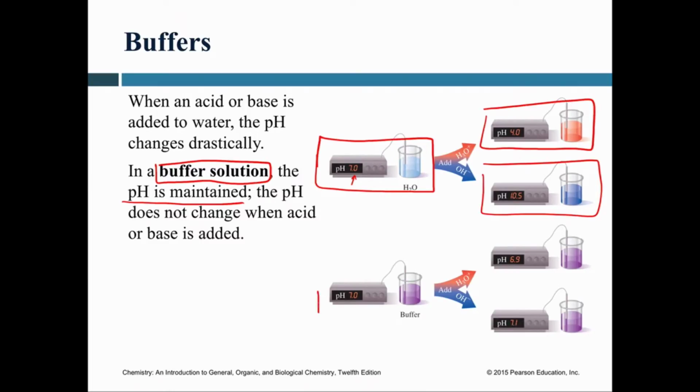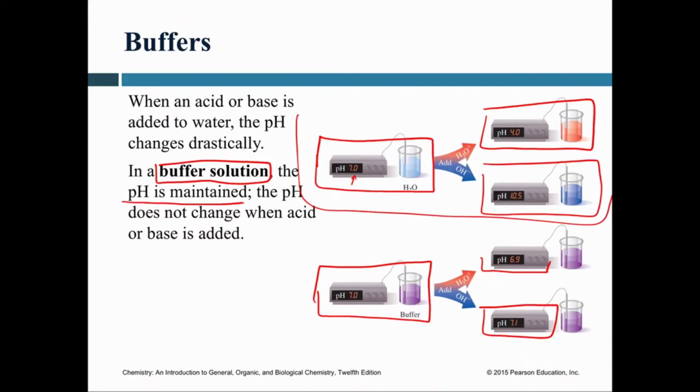Now, here's an example. Here we have our buffered solution. The pH is at 7. If we add acid, the pH drops to 6.9, essentially the same. Slightly more acidic, but essentially the same. If we add base to our buffer, it goes from 7 to 7.1. Still more basic, but only slightly more basic, not dramatic like you saw up here. This is dramatic, very big shifts in pH. Down here, not quite so dramatic, not a big deal, right?